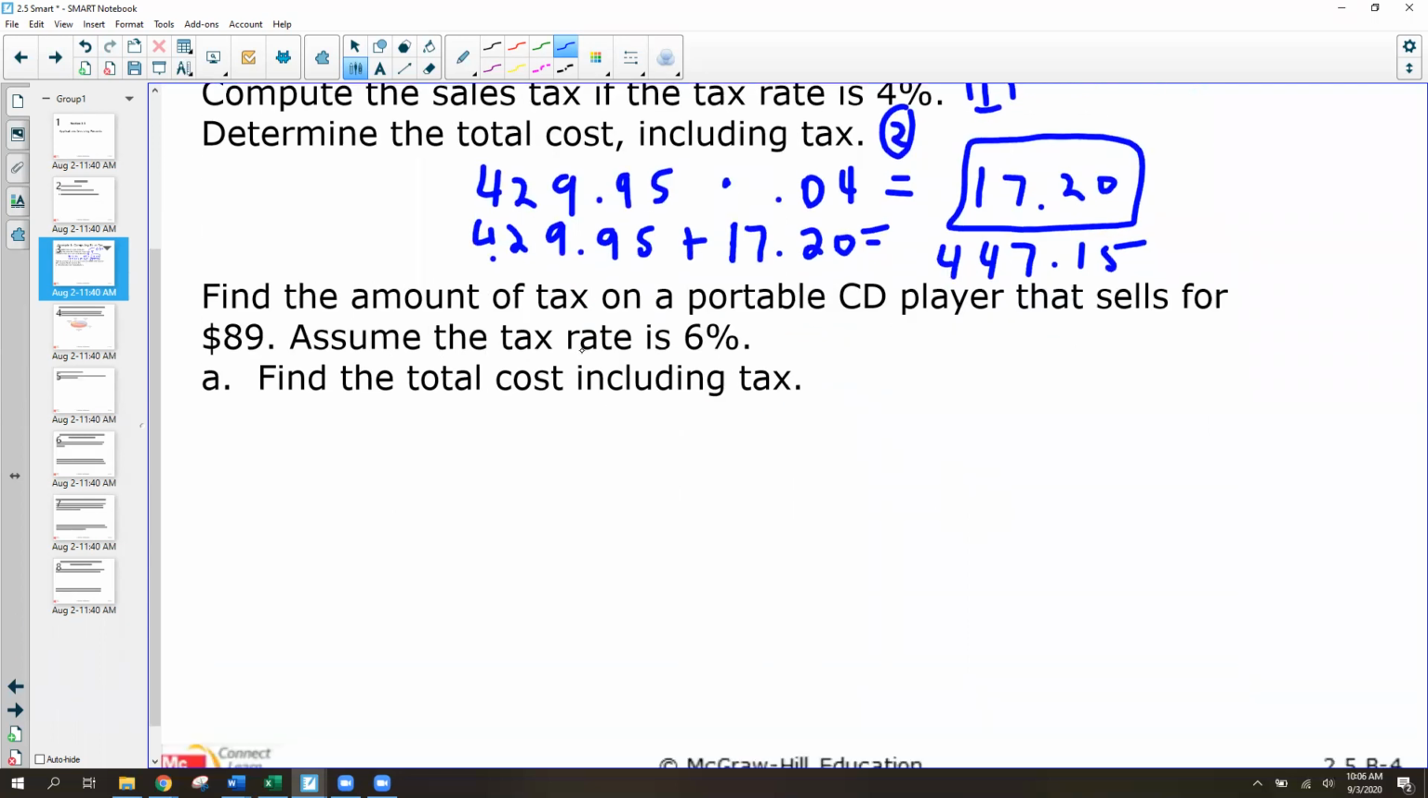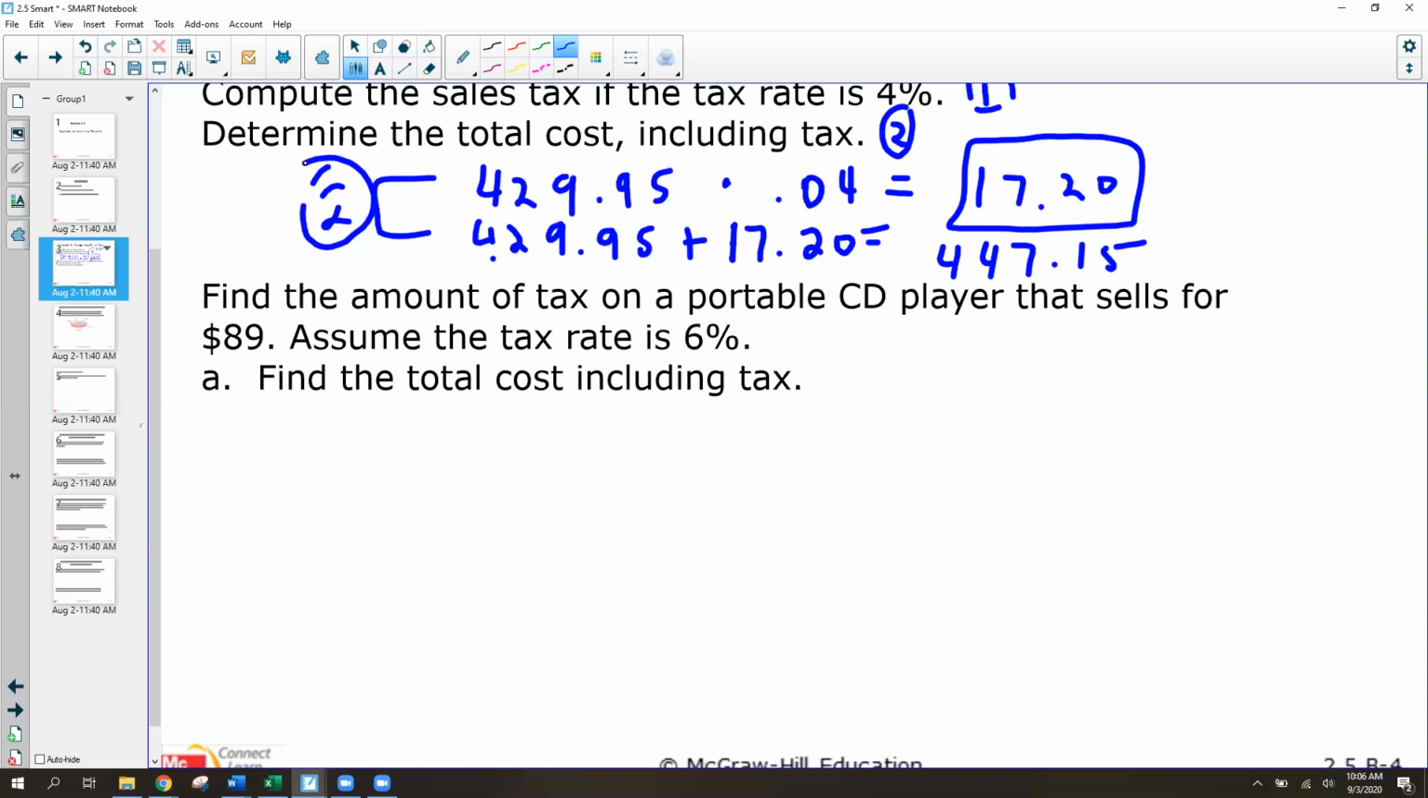All right, you do the same thing for this second part. So assume the tax rate is 6%, find the total cost including tax. Now this one only has one question in it, right? It doesn't say compute the sales tax first. So you actually have two choices. You can do this in one step or two. I'm going to show you the way we just did this here is two steps. You're finding the tax and then you're finding the total cost. You can also find just the total cost with the tax rate, okay? If this confuses you, just ignore it. But for some of you, it will work better.